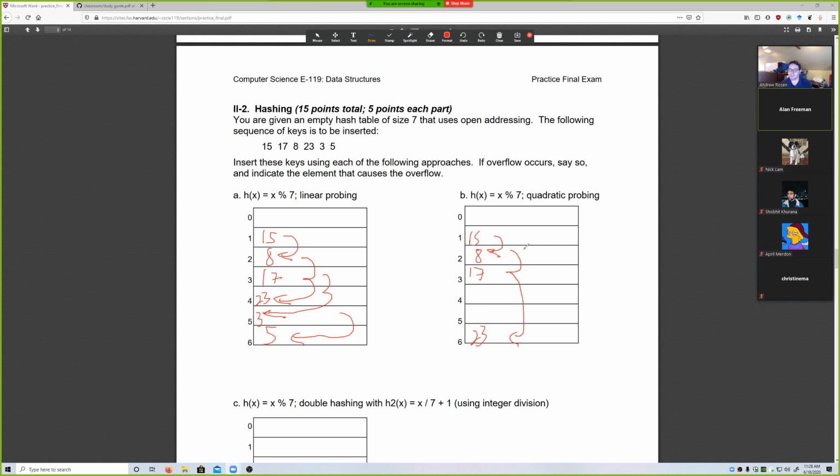With quadratic probing, you look 1 squared away, then 2 squared, then 3 squared. But this actually makes this one quite easier to do. For index 3, we look 1 squared away. And for index 5, that just slots into 5, no problem.